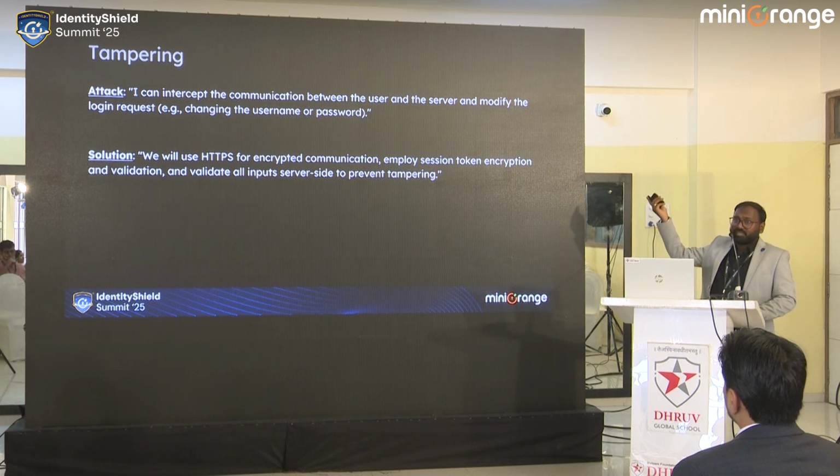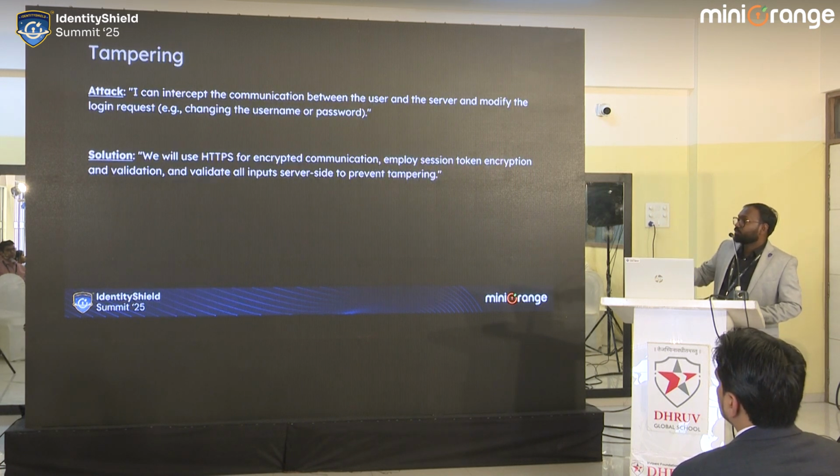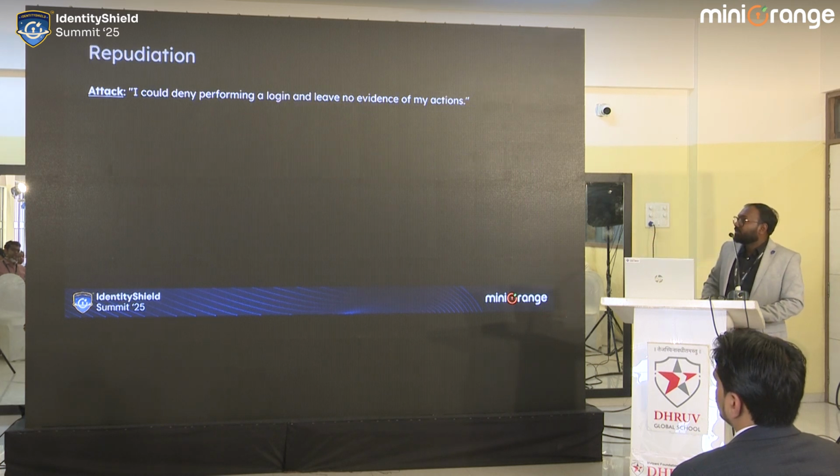So let's say we have HTTPS set up and everything. Okay. And server side validations to prevent tampering, right? Someone answered that here. Yeah.